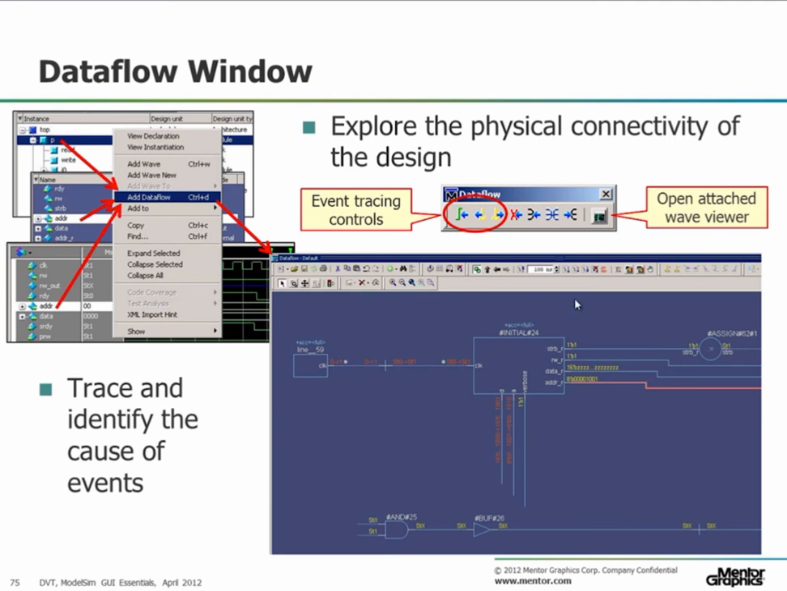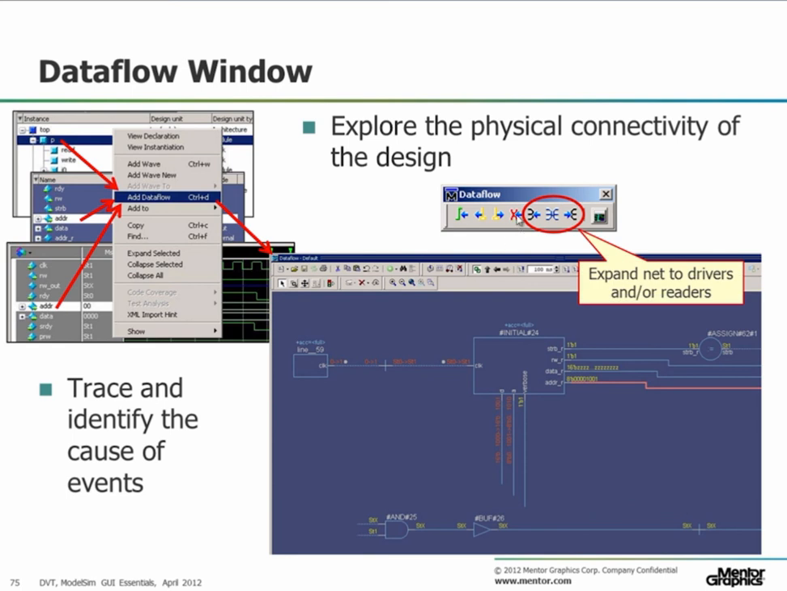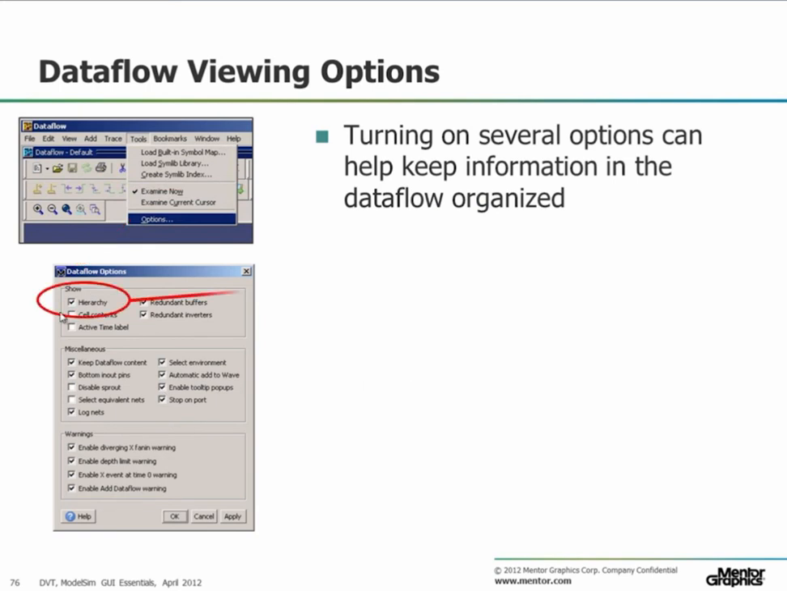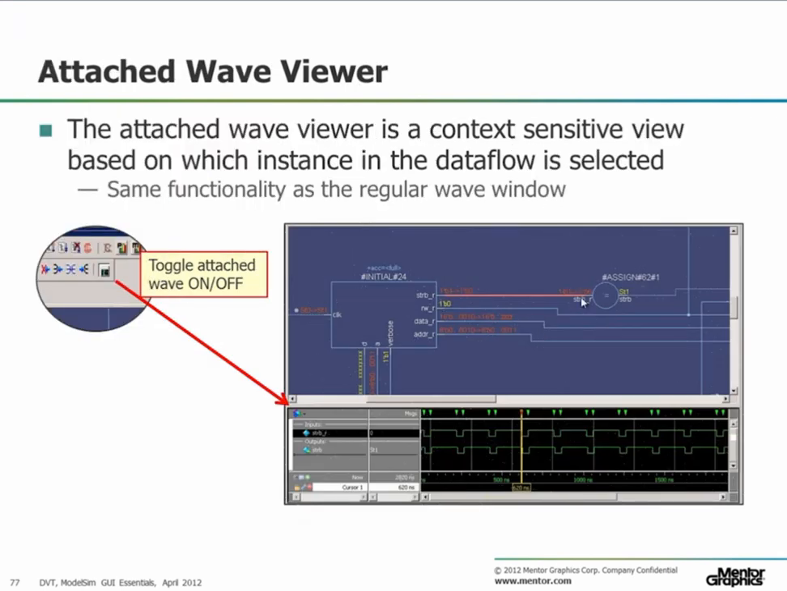You can open up an attached wave viewer. So if I select this block, I could click the wave viewer and it would put all of these signals into that wave viewer. So let's see. This was the chase back an X. So there is a special function that, if you have an unknown, will help you trace back where unknowns came from. This is open to all drivers, open to all readers. Oh, I can turn on hierarchy. So if I turn on the hierarchy, then instead of the little plus sign, it will just put hierarchical boundaries. Let's look at the attached wave viewer.